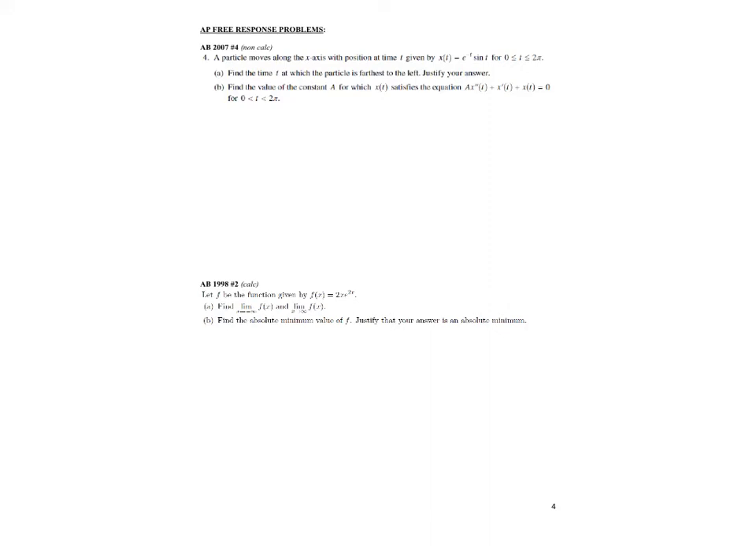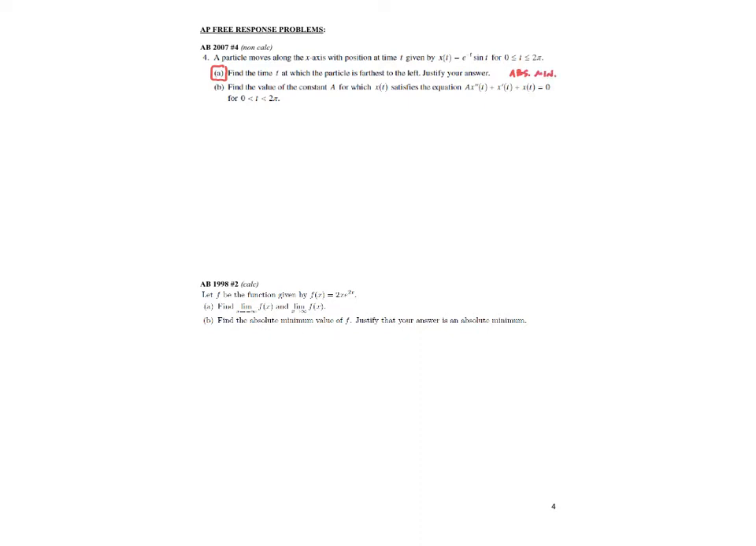Hello everybody. I wanted to go over a practical example or two of how to use the second derivative test. In this case, number 4 here from '07, we want to find the time at which the particle is farthest to the left. That would be asking us for the absolute minimum value.